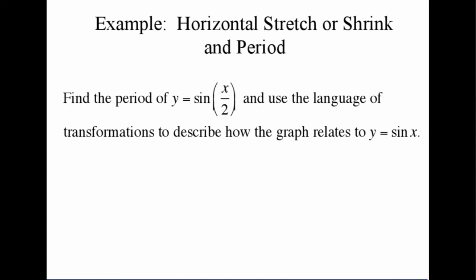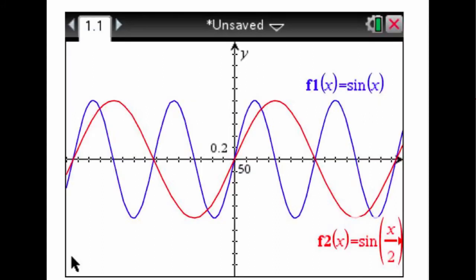Find the period of y equals sine of the quantity x over 2 and use the language of transformations to describe how the graph relates to y equals sine of x. So how does the graph of y equals sine quantity x over 2 compare to y equals sine x? Let's take a look at what these two graphs look like. Here's a screenshot from our TI, and you'll notice that the blue curve is the sine function, and the red curve is sine of x over 2.